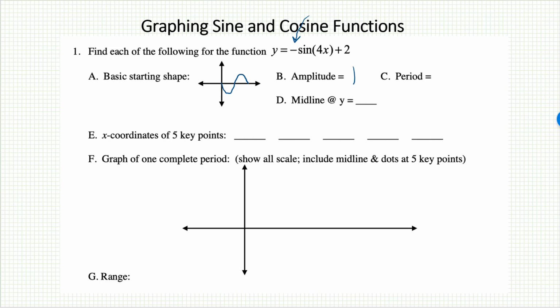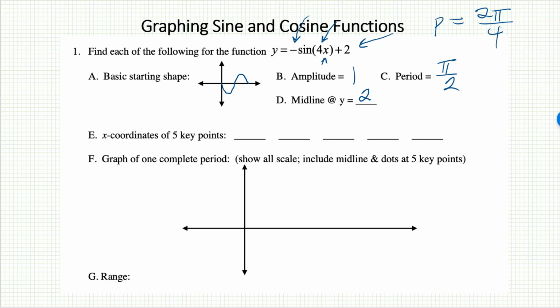Period, that comes from the b number, the number multiplying the x. We have a little formula for period. It's 2 pi divided by the b, and I can see that that reduces to pi over 2. The midline, well, the midline is the d number, the number that's being added or subtracted at the end. That's clearly 2. The midline would be the horizontal line y equals 2. You see I didn't write phase shift here. That's because I don't have a number being added or subtracted to the x. So I don't have a phase shift in this problem.